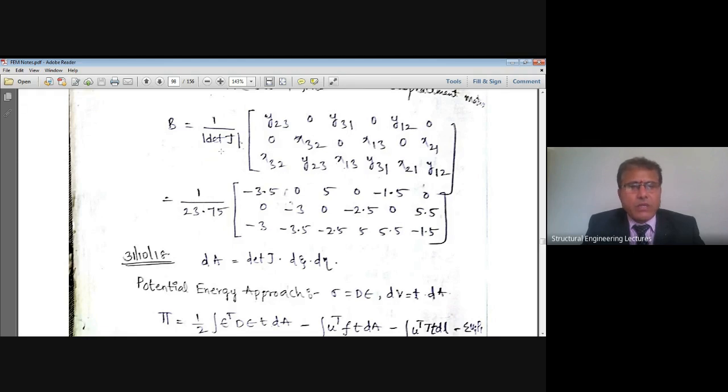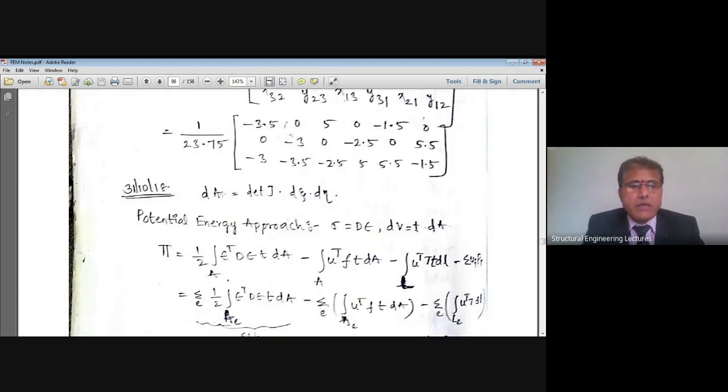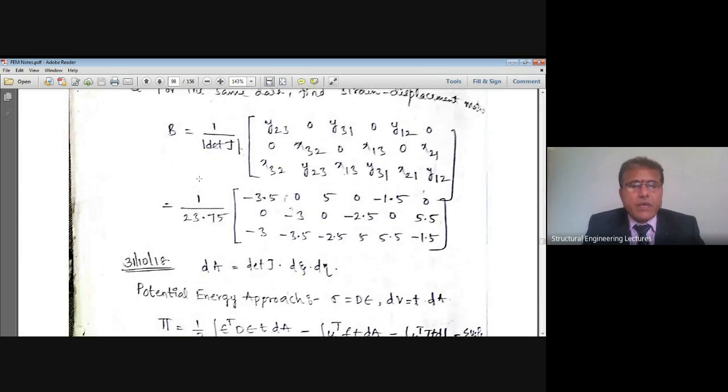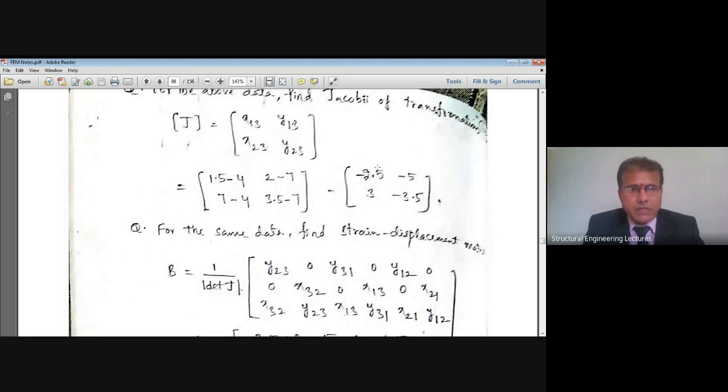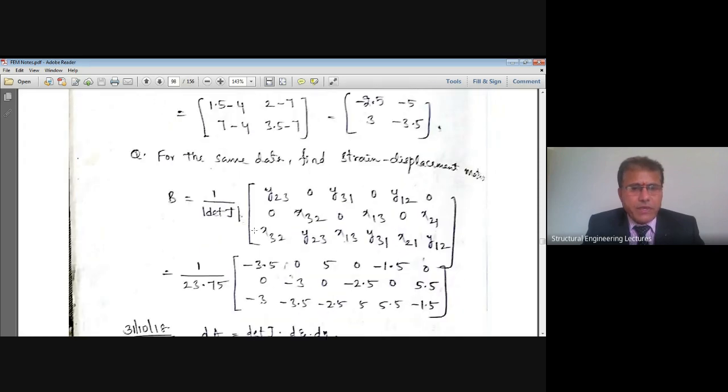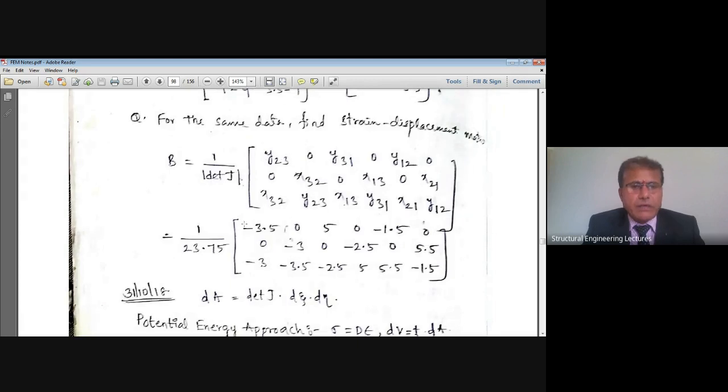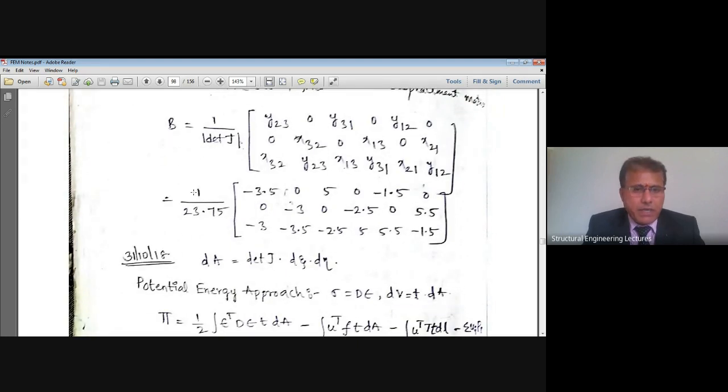Now I'll substitute the numeric values. What is the det J value? It is 23.75, the determinant of that Jacobian matrix. This Jacobian matrix is 2.5 multiplied by 3.5, minus of minus plus 15 multiplied by 2.5 multiplied by 3.5. That now works out to 23.75. That is how the Jacobian determinant value is obtained.